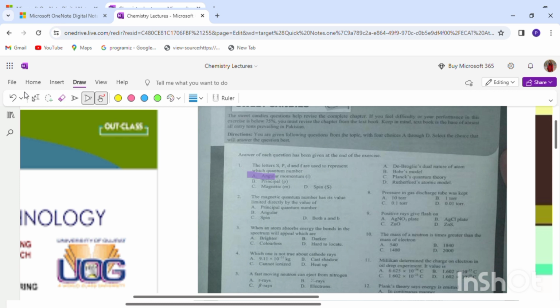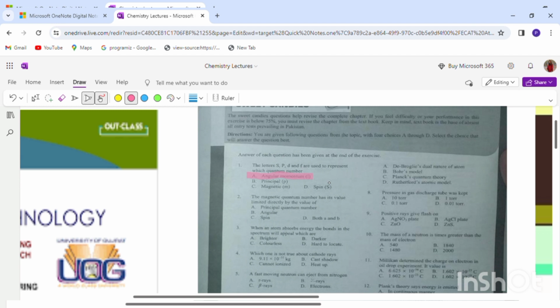Wait, let me choose a good color so that it can be visible to everyone. So we have the azimuthal quantum number. Alright, what are they asking us in the second MCQ? The magnetic quantum number has its values limited directly by the value of the principal quantum number, the angular momentum or azimuthal quantum number, the spin quantum number, or both A and B.